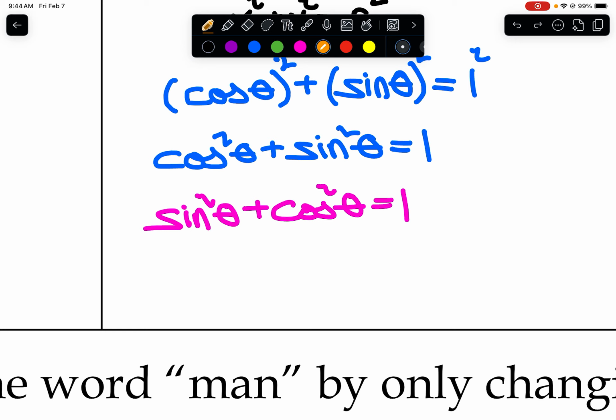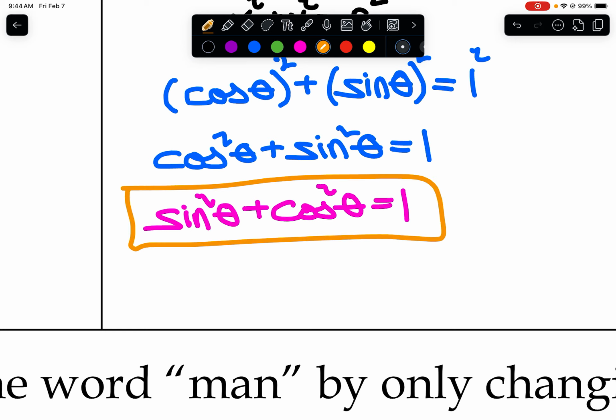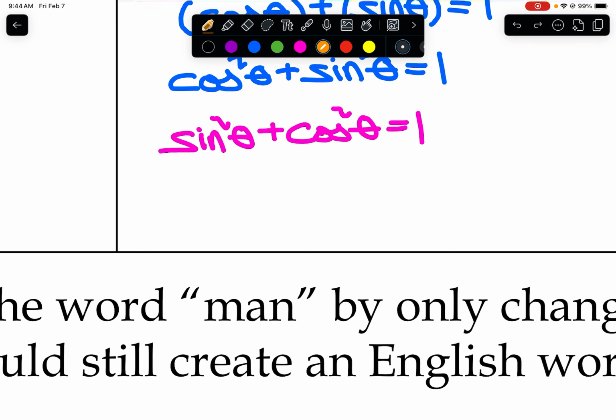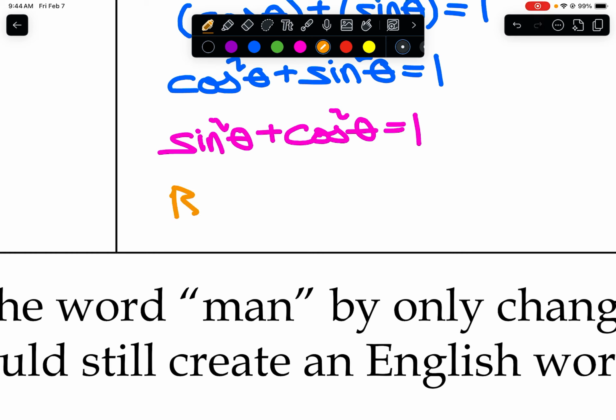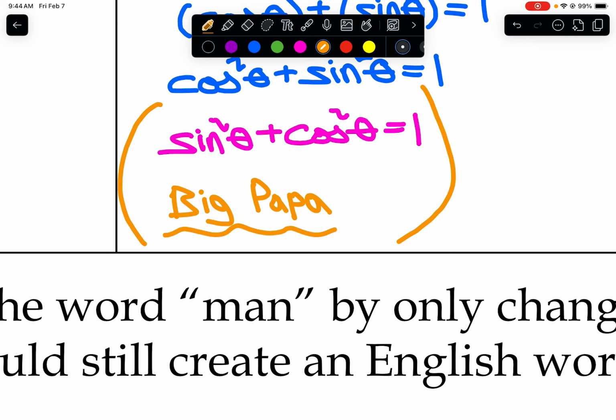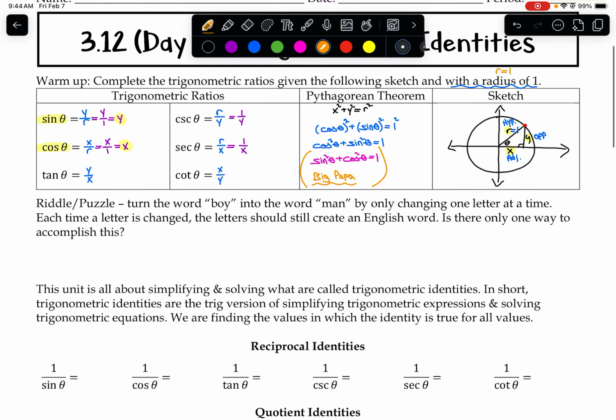Now, this is your big identity right here. When I say identity, it's going to represent some sort of equation that we can use to manipulate other equations. This identity is so important that I give it a very special little name. I call it Big Papa, because we're going to use this equation for a lot. That being said, we're going to be using equations for other equations. So think of it like a puzzle for identities.